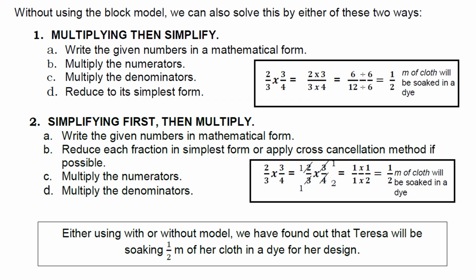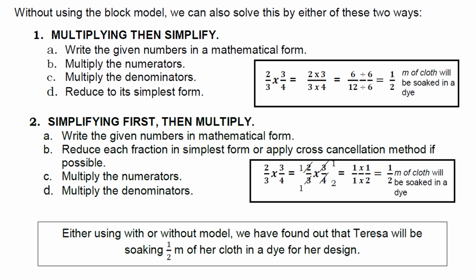Ngayon, how about pag hindi natin gagamitin si block model? We can still solve the problem sa dalawang paraan. Una, multiplying then simplify. So, i-multiply muna natin bago natin i-simplify. These are the steps. A. Write the given numbers in a mathematical form. B. Multiply the numerators. C. Multiply the denominators. Simple lang. D. Reduce to its simplest form.